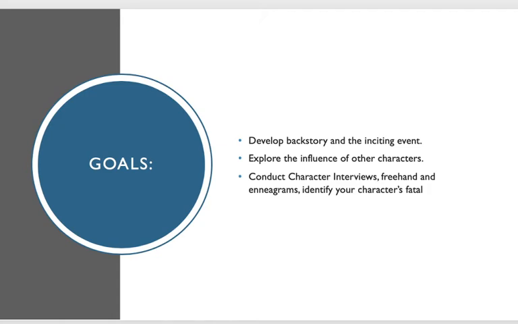So let's develop the backstory for your character and come up with an idea for the inciting incident, and explore the influence of other characters on your main character. You can also conduct character interviews, and for this, you can use the character worksheet that I'm providing for you. Freehand and Enneagrams identify your character's fatal flaws as well.